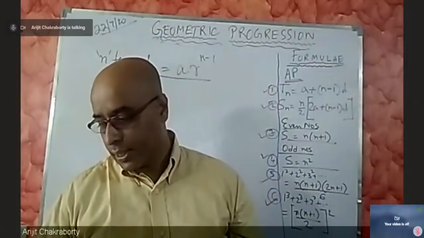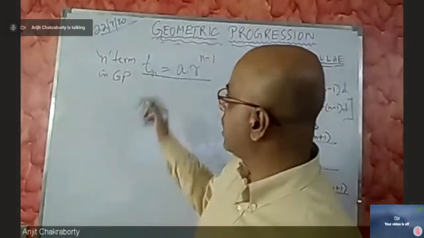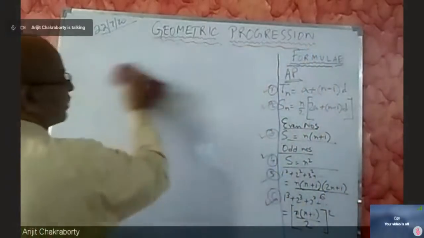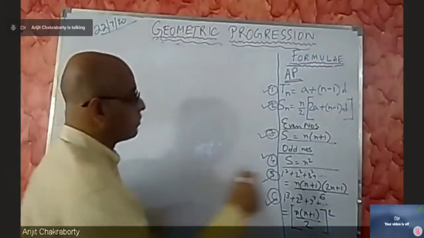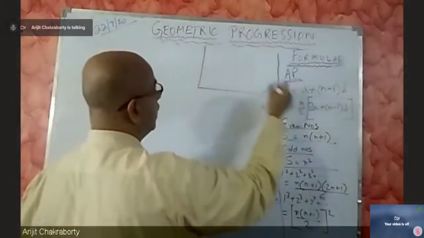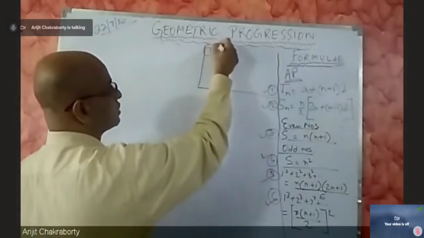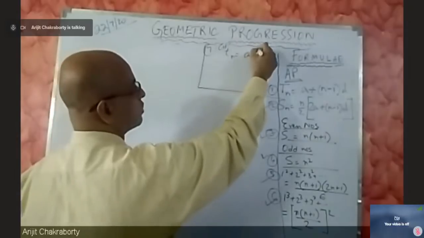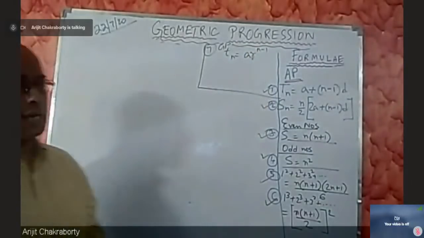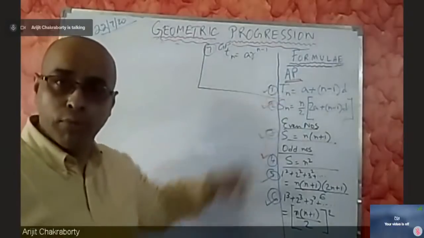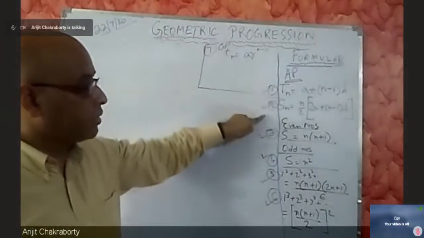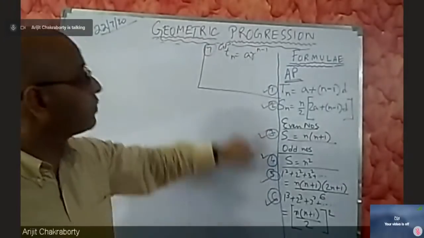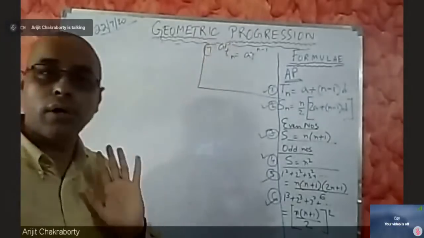Next one is, I'll just rub this up. I hope you have the formula in mind, or I'll write it. Let me write it here. So here we have the AP. I'll make a small box here and write formula number 7, that is GP, and the first formula is Tn equal to A R to the power n minus 1. So we have the formulae for arithmetic progression: Tn, sum, for the even numbers, for the odd numbers, for the squares, for the cubes, and then for the GP. This box is for the GP.